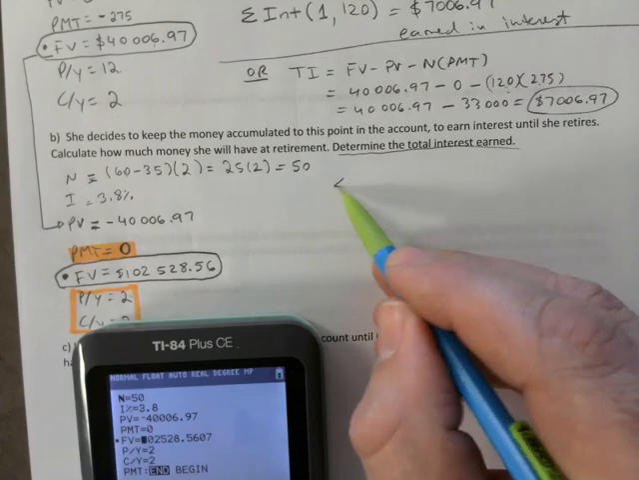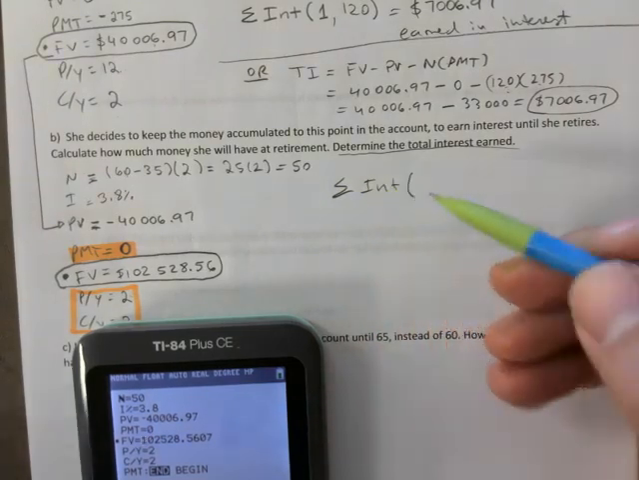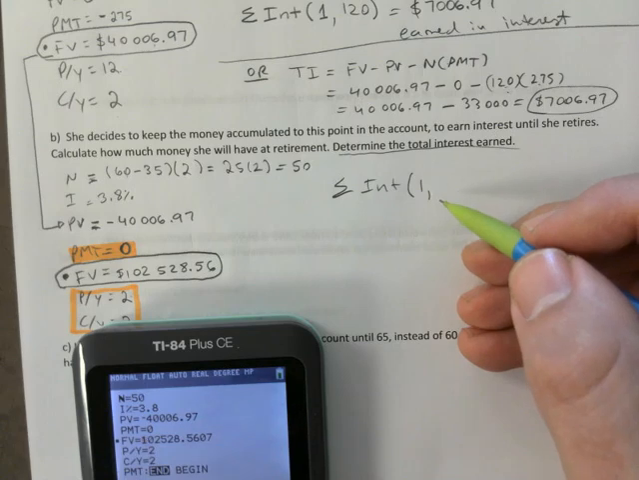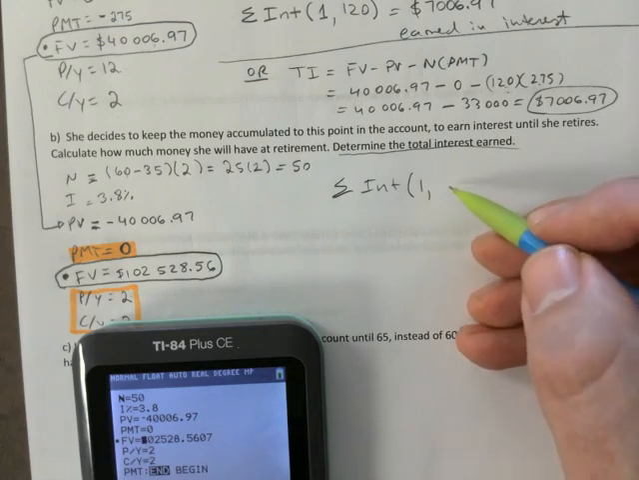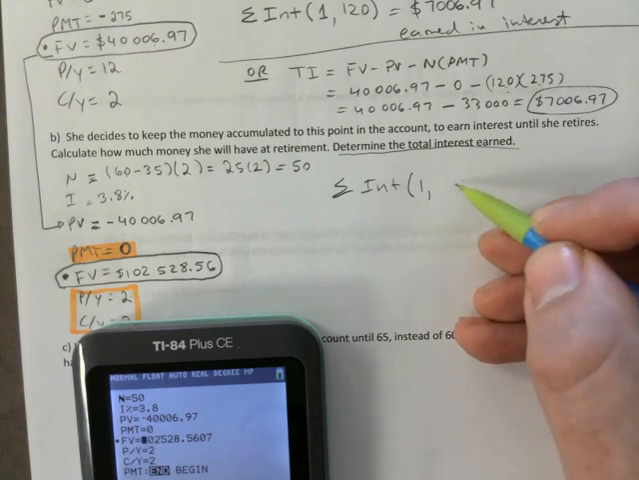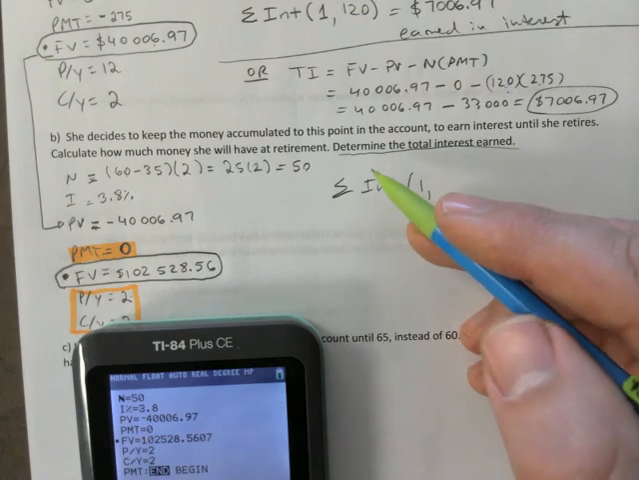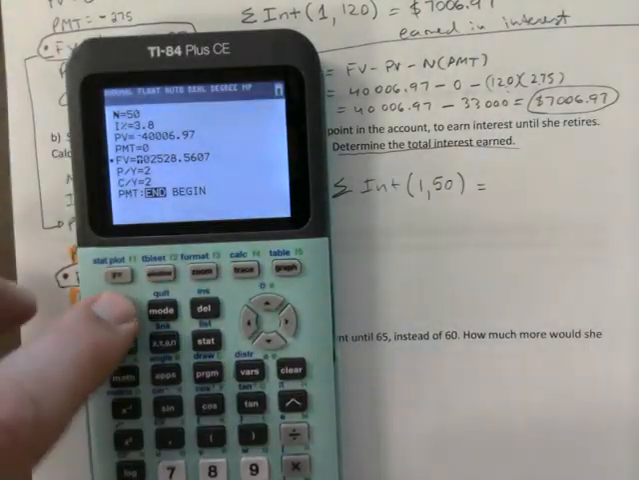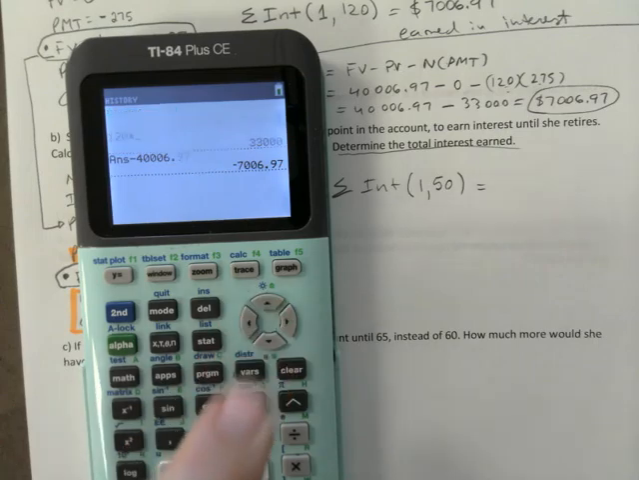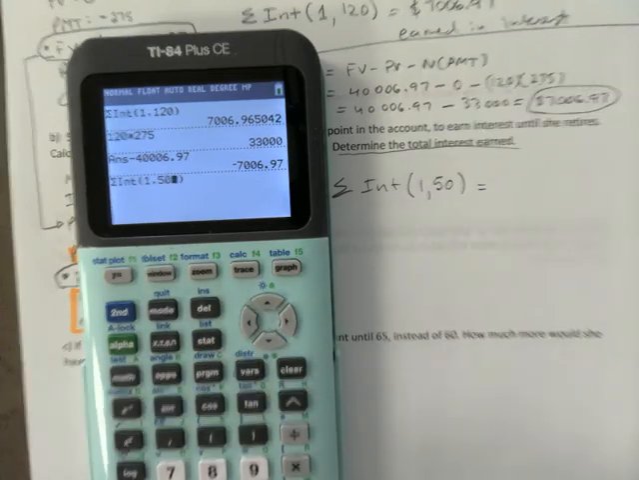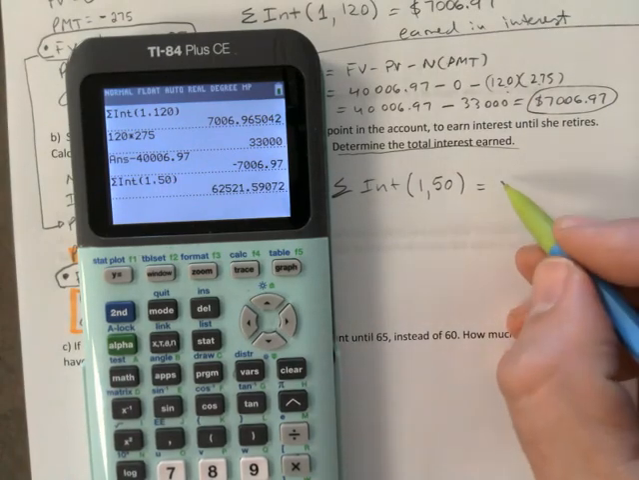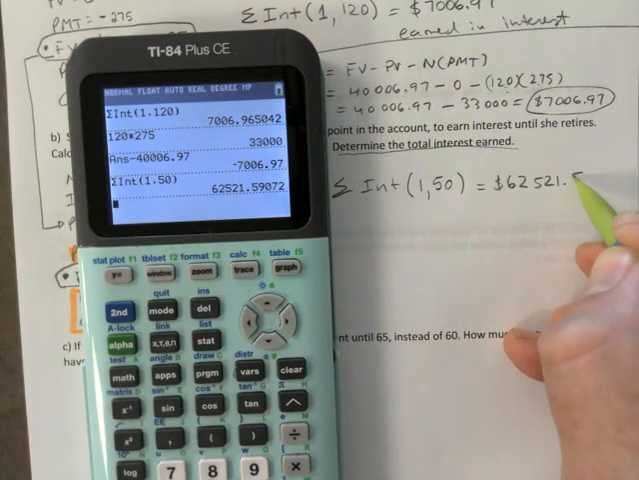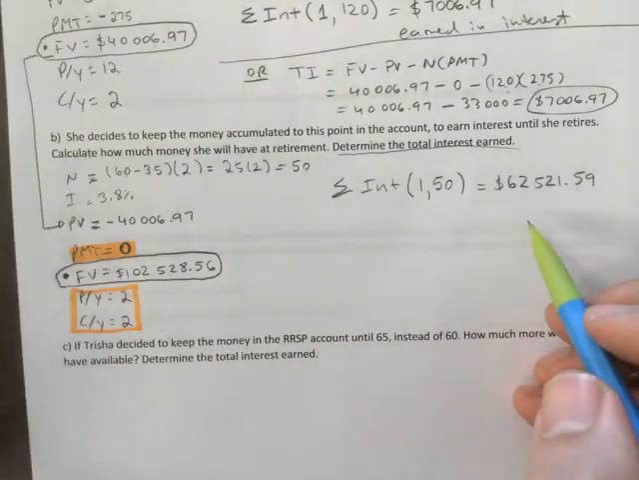How much interest did you earn? Because this is a completely new TVM solver entry, we're going to go from 1 to 50. Whatever n is, if you want the entire interest, we're going to go 50. So you have to quit this screen. I'm just going to copy paste from this one right here, turn that into 50, and there it is. 62,521 and 59 cents interest.